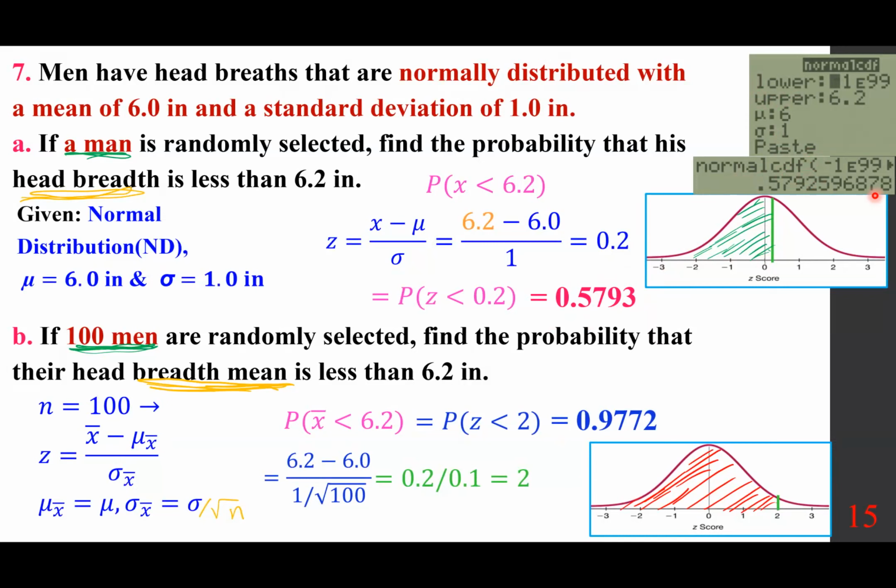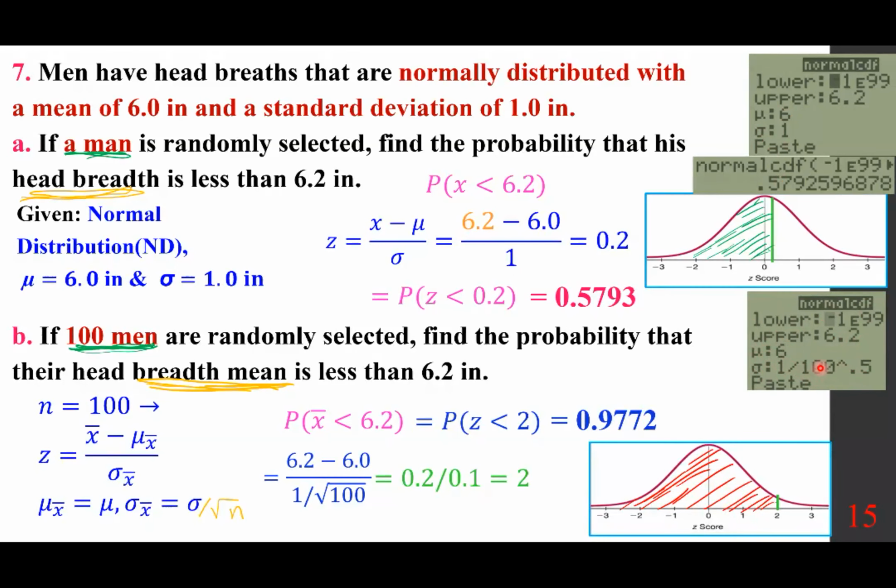For the second case, the same lower again, upper is 6.2, mu is 6, but sigma is 1 over 100 to the power of 0.5. That means square root of 100. Okay, so again, I wanted you to see side by side. The thing that changes is sigma. And the result is what we have here within 4 decimals, 1, 2, 3, 4, they are identical. Okay? The table does a pretty good job.